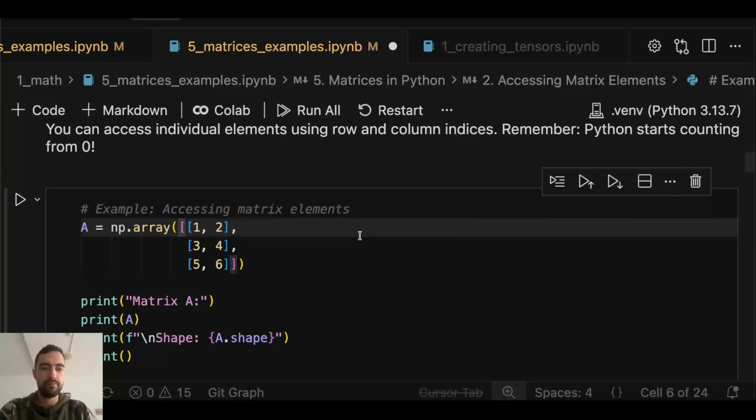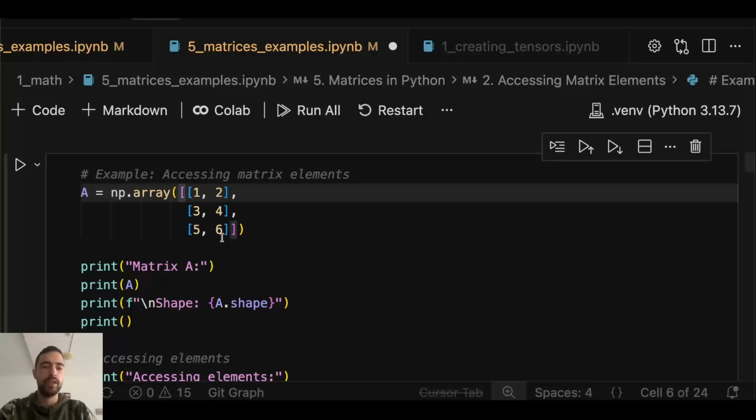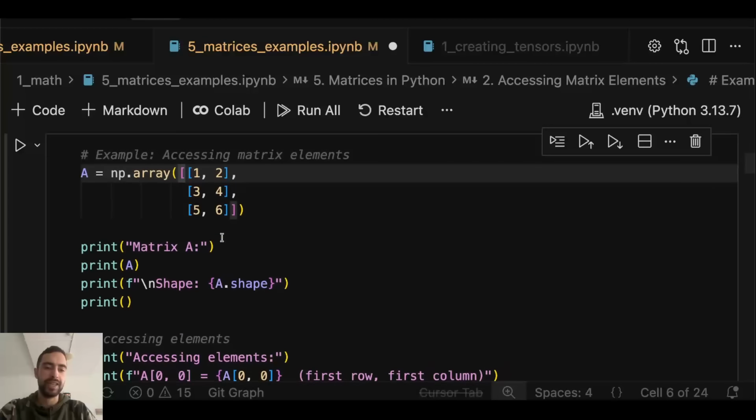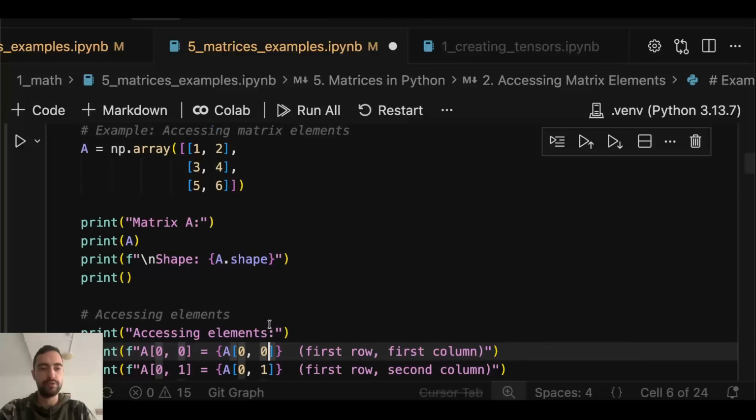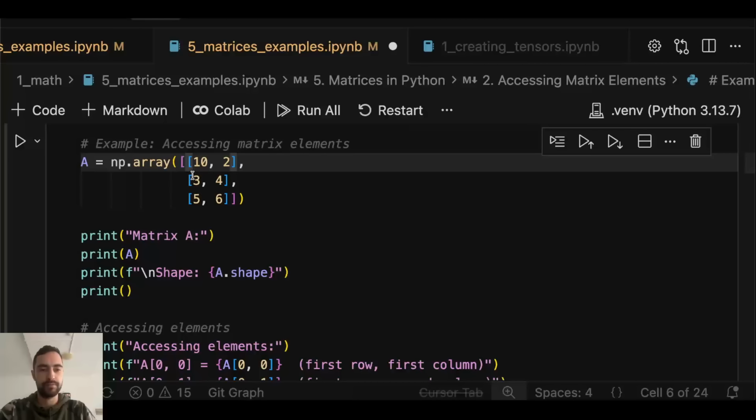And so if you have a matrix 1, 2, 3, 4, 5, 6, you can access individual elements by just calling the index. So the index of this would be 0, 0. So if you say A of 0, 0, that will give you this value, which is, in this case, 1. If I put it like this, it's going to be 10. So this value has index 0, 0.